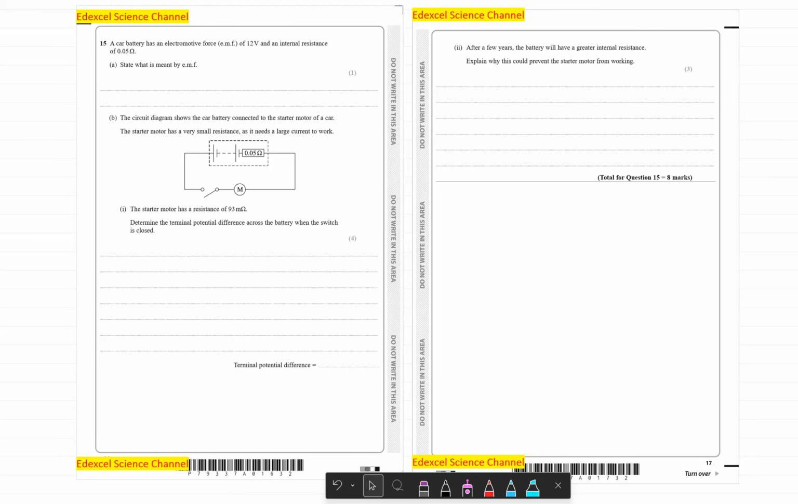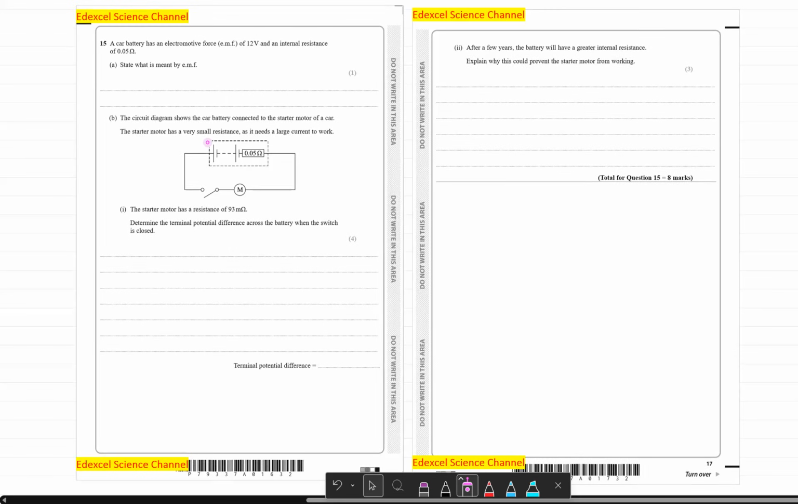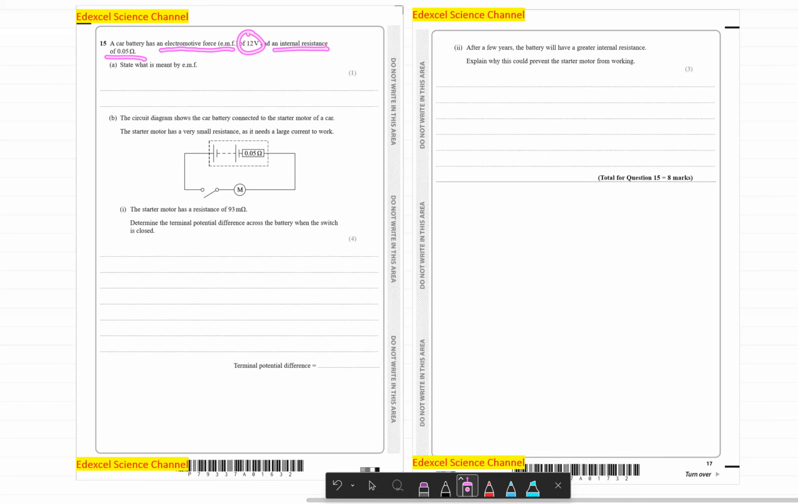And now we are at question 15 from 2026 June IAL Physics Unit 2 paper from Edexcel. Question number 15 is saying a car battery has an electromotive force EMF of 12 volts and an internal resistance of 0.05 ohms. State what is meant by EMF. So the way I always remember it is through the basic formula of voltage, which is energy per unit charge. And that is EMF basically.